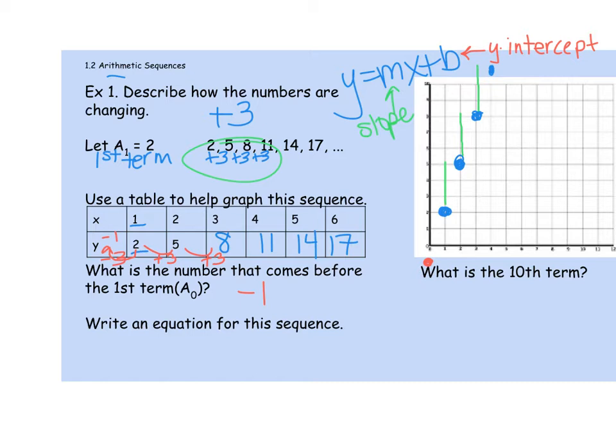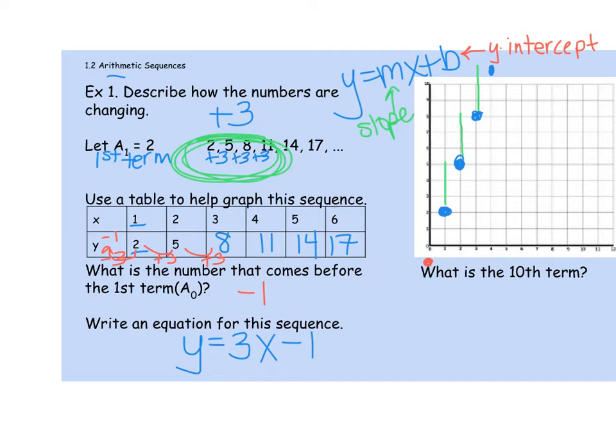So let's put this all together. Write an equation for the sequence. Well, we know we can do y equals mx plus b. It's a line. Those are linear equations. Okay, so I can do y equals, the m is the slope, and remember that slope is how it's changing. So it would be 3x, and then the y-intercept is -1. There's that equation for the sequence. Okay. I'm going to say this over and over again: an arithmetic sequence is a linear equation. Okay? And I'll say that over and over again, hopefully.